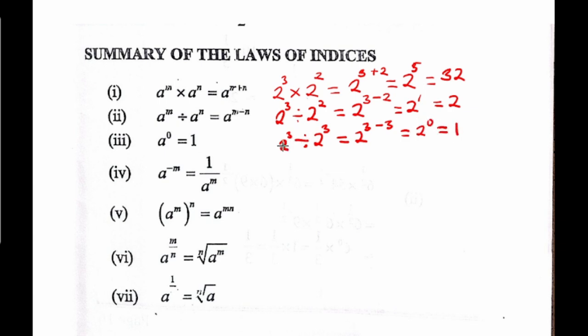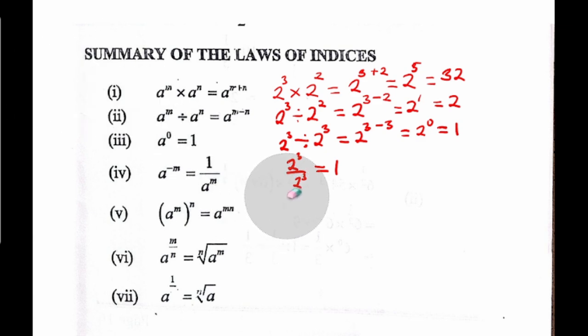Common sense should tell us that if you divide a number by itself, the answer you will get is 1. That is 2 to the power of 3 divided by 2 to the power of 3 is equal to 1. That is from where the law obtains. So a to the power of 0 being 1 implies that a to the power of a certain index has been divided by another a to the power of that same index. And that is it for that one.